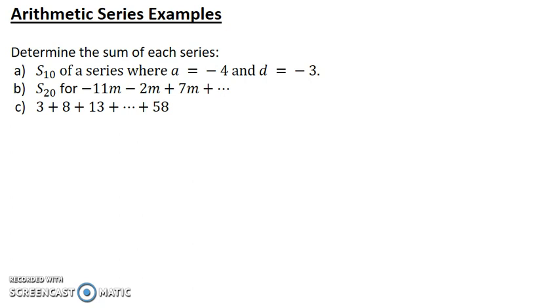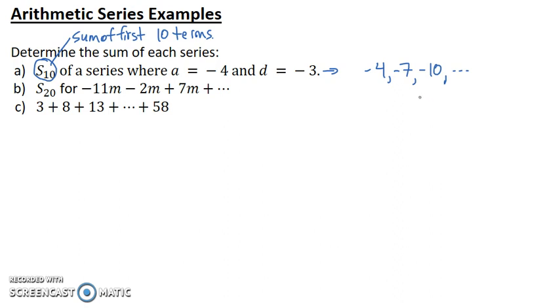The first says this: determine the sum of the series where S10, that means the sum of the first 10 terms, where a equals -4 and d equals -3. So for example, your series is going to start at -4. Your next term is going to be -7. Next term, -10, etc. And you want to determine the first 10 terms.